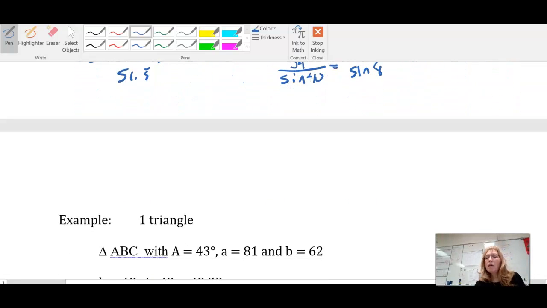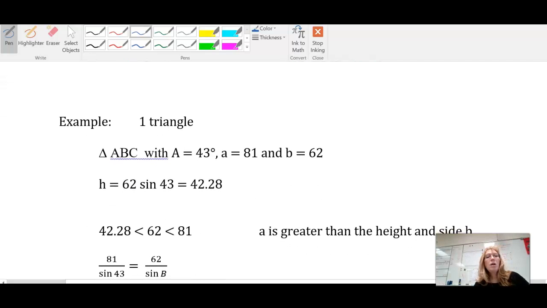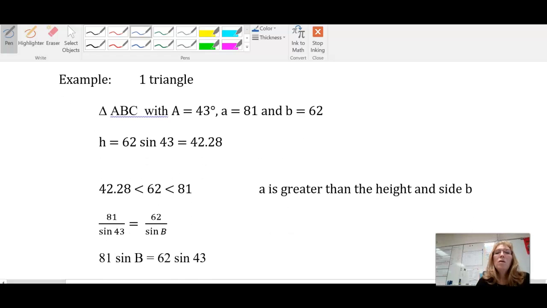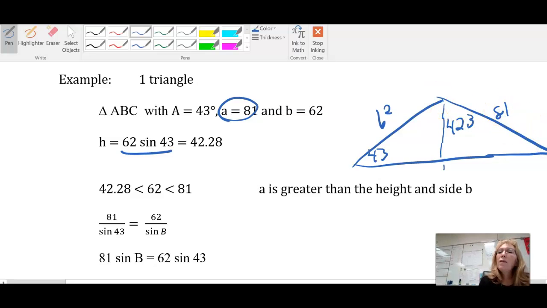All right, one triangle. So life is getting shorter, right? So this time A is bigger than everybody. So let's draw in our triangle so we know what we're working with again. So this is 43, B is 62. Our height, 62 sine of 43, is 42.3. Well, this time B is bigger than 62 and 42.3, so it is way out here. If I swing around, he's over here, which is off of my ray, so there's only one triangle.